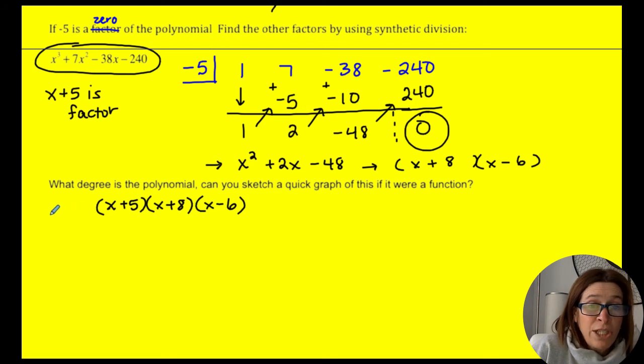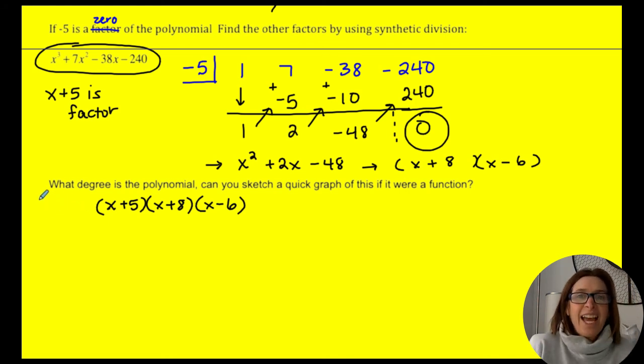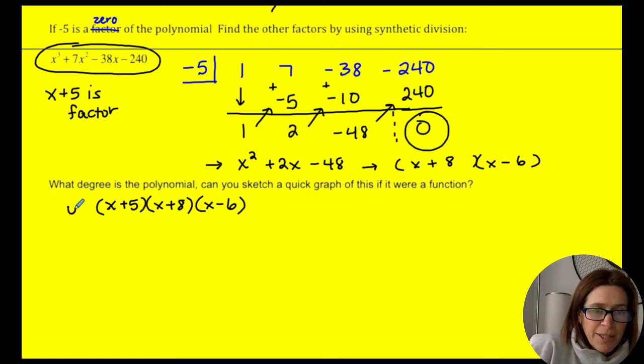All right, so what can we do with that? Well, now we can sketch it, putting all of this together, okay? So I'm going to make this a function. I see the degree in both ways. Here it's 3, and here if we add the exponents, it's 3. The leading coefficient is positive. That tells me my end behavior is down, up.